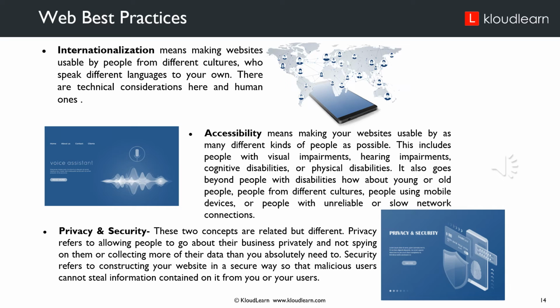These two concepts are related but different. Privacy refers to allowing people to go about their business privately and not spying on them or collecting more of the data than you absolutely need to. Security refers to constructing your website in a secure way so that malicious users cannot steal information contained on it from you or your users.